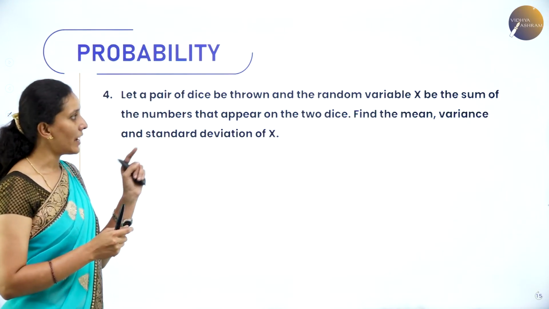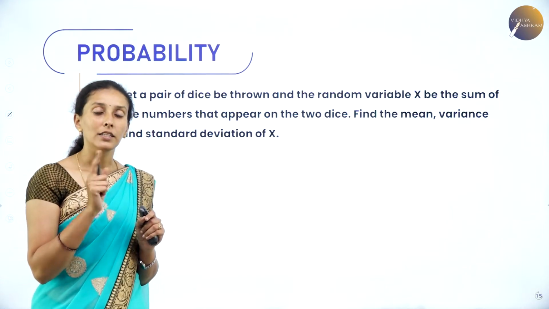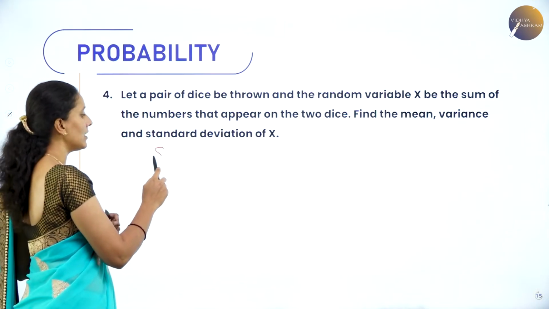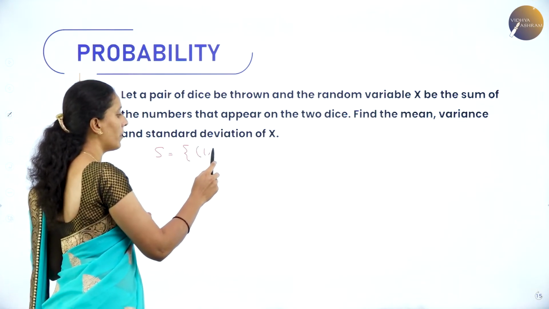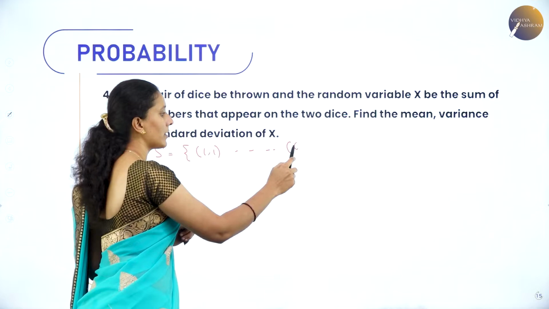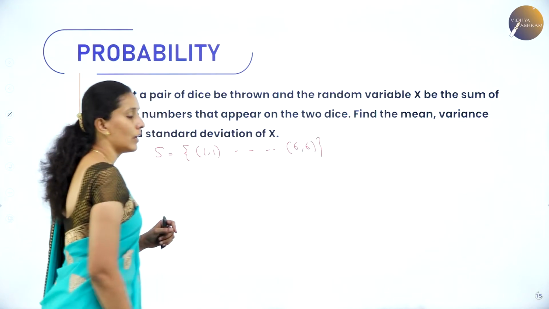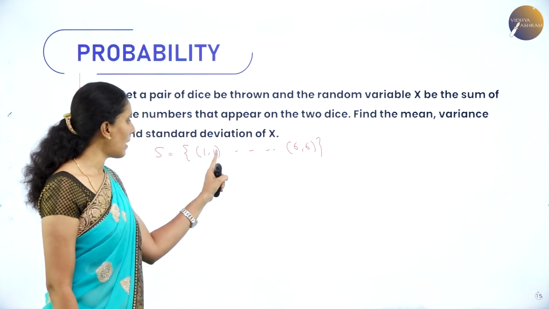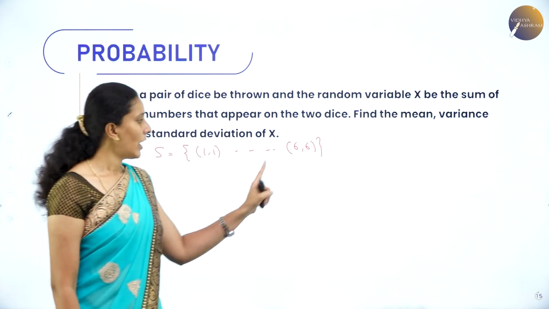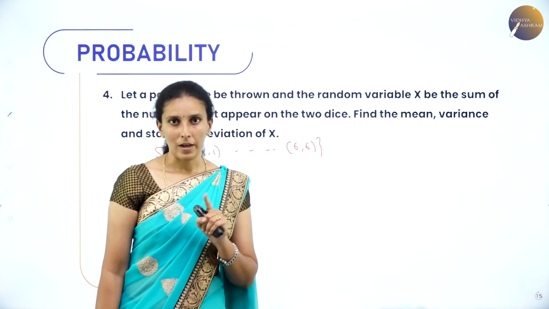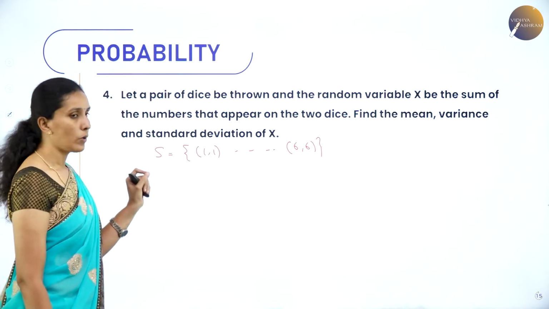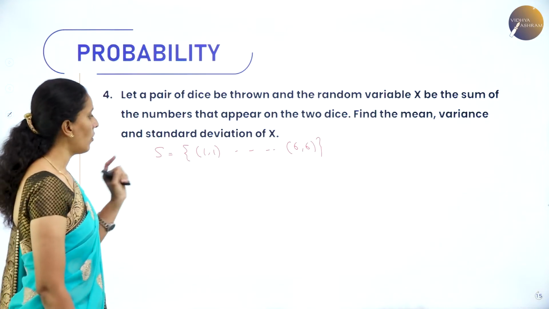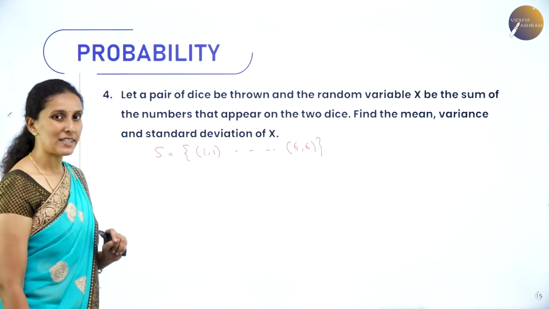Now, they have said the random variable is the sum of numbers on the 2 dice. My sample space starts with 1, 1 and ends with 6, 6. Clearly, we can see the minimum number which we can get as the sum is 1 plus 1, which is 2, and the maximum number is 12. Now, how many outcomes will we get for each sum of 2 numbers here?